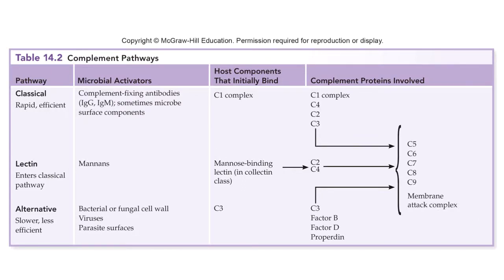So in this couple of tables, you have the triggers of the complement system. So again, the classical system, the lectin activated system, and the alternative system. You have the microbial activators that are going to initiate the cascade, and you have the molecules that are going to activate it. And then you have the cascade that eventually forms the membrane attack complex.